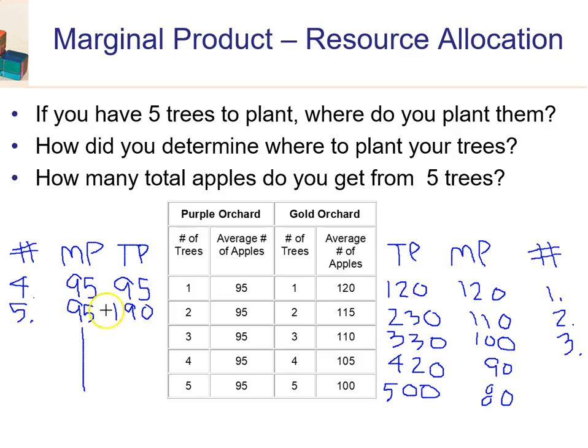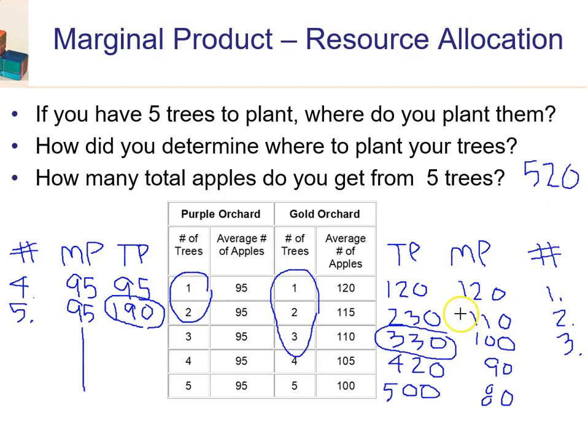So in sum, you're going to plant 2 trees on the purple side and 3 trees on the gold side. And how many total apples do you get? You're getting 190 from the purple side and 330 from the gold side. How much is that total? That's going to be 520. 520 apples is the best you can do planting 5 trees. I challenge you to find another allocation that gets you more than 520. You won't, but you're welcome to search for it.